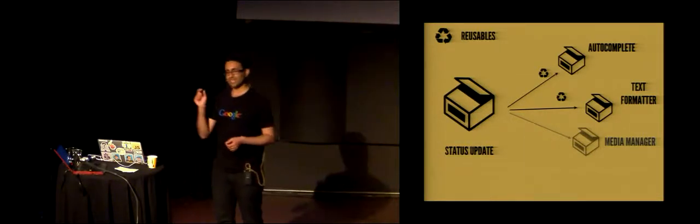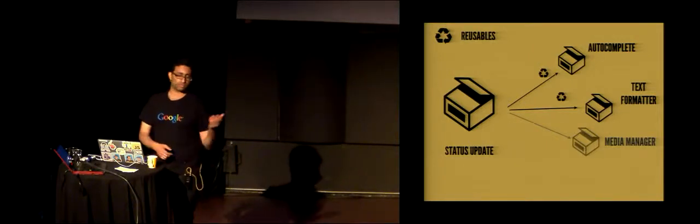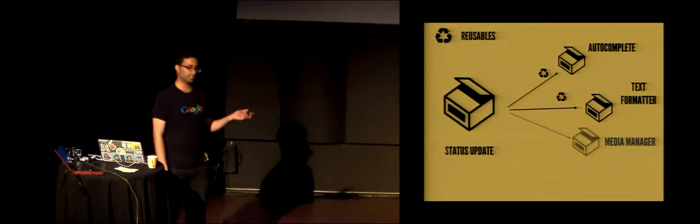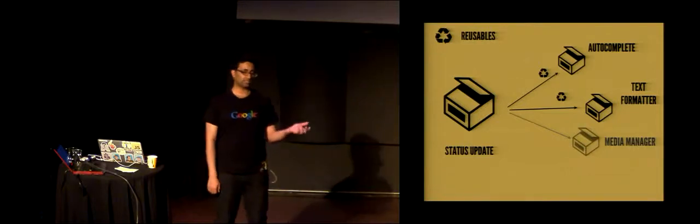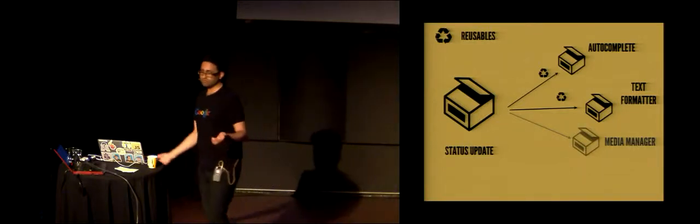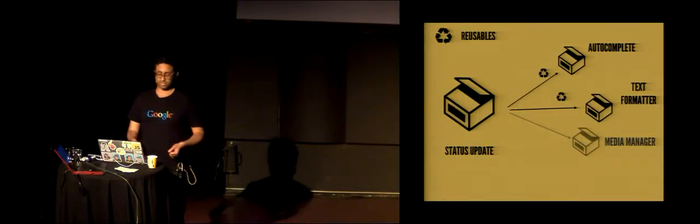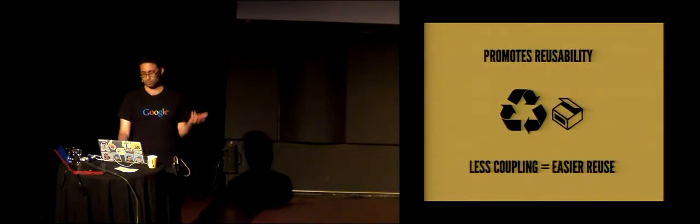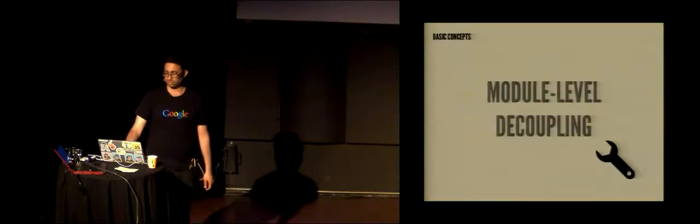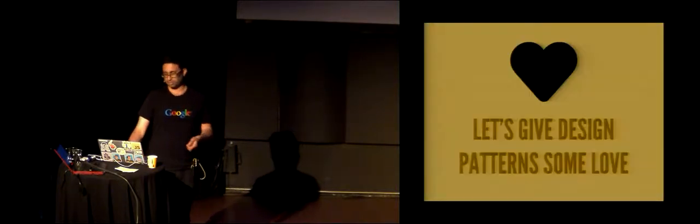All you're doing is really extending the autocomplete to now display a list of friends that are formatted with CSS. And text formatting is just setting a different set of rules to the text formatter. Everything that we're doing is now a little more reusable and it's saving us time. So it promotes reusability, and less coupling means it's easier to reuse. Then we've got module level decoupling, right?